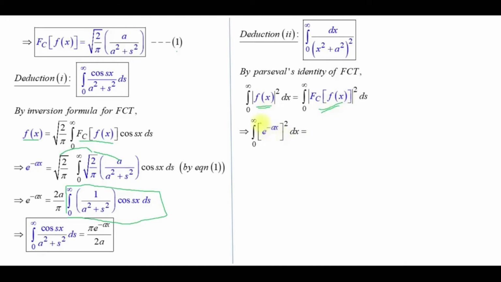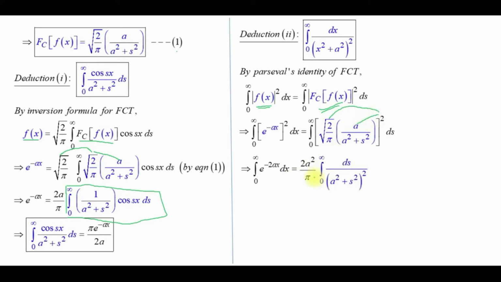Substitute. So integral from 0 to infinity of e power minus ax the whole square dx equals integral from 0 to infinity of Fourier cosine transform of f of x, which is square root of 2 by pi times a divided by a square plus s square, given in equation 1. This is e power minus 2ax dx equals, so square root of 2 by pi the whole square is 2 by pi, a into a is a square. So 2a square divided by pi integral from 0 to infinity of 1 ds divided by a square plus s square the whole square.